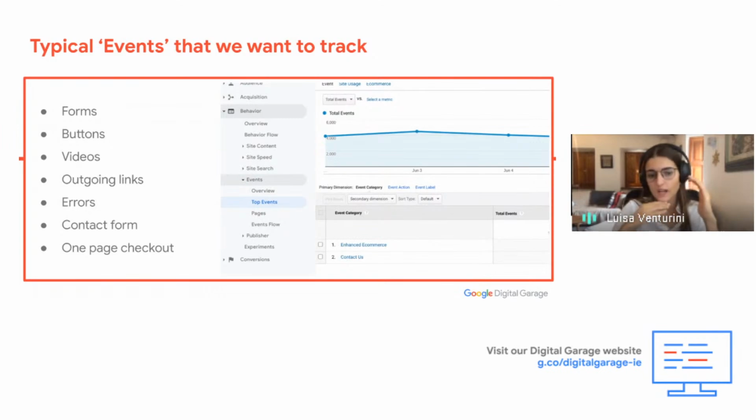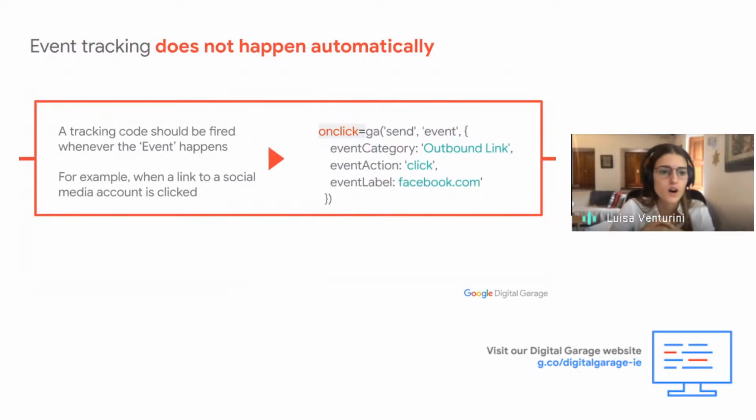But again, there's no limited list. There's plenty of things that you could track, and obviously that depends on the website that you might have. So for example, forms, buttons, videos, outgoing links, errors, contact forms, anything that you might find. I would encourage you to think right now, in 30 seconds, what would be something that you'd love to track, and put it in the chat. I can check afterwards and see if there's any more that I've never thought about, which is always really interesting, as websites are very different for so many businesses. So let's move on.